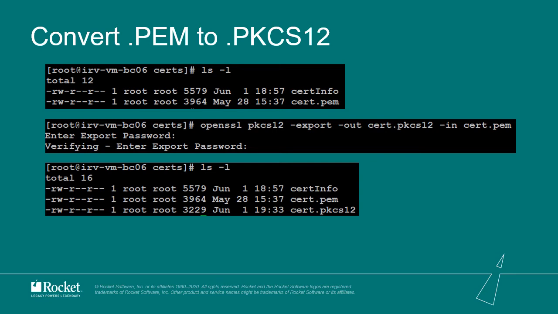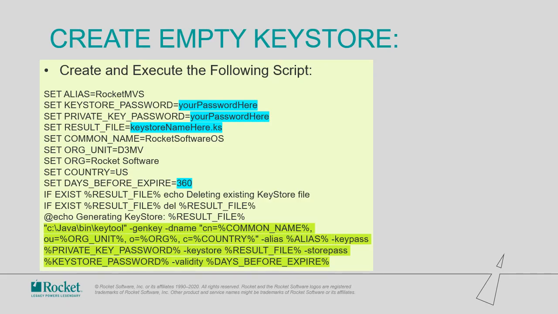Use the OpenSSL command as shown to convert the .pem to a .pkcs12. In my example, I'm using cert.pem and cert.pkcs12. You would substitute your certificate name. Enter the export password, making sure it's the same password that you'll be using later when importing this into the Keystore and configuring the toolkit to use this certificate. When you're done, you'll see a new .pkcs12 certificate file in that directory.